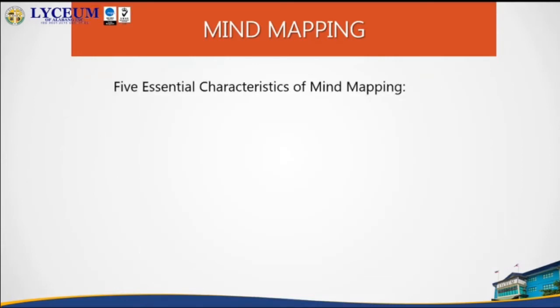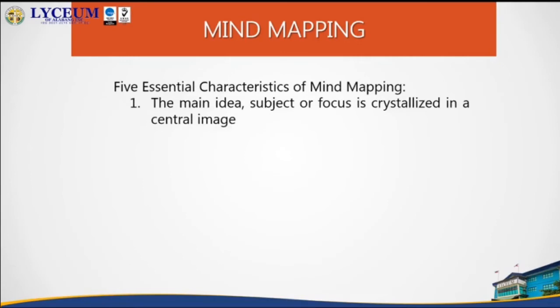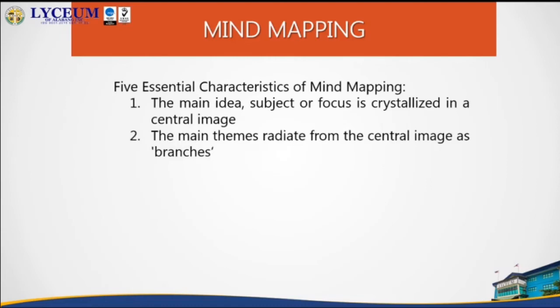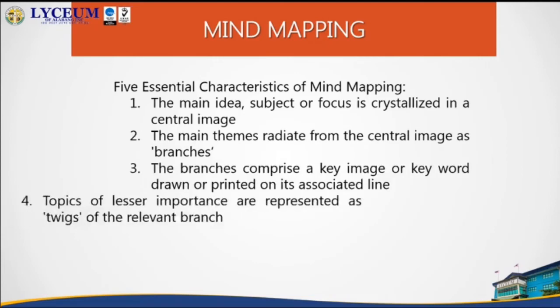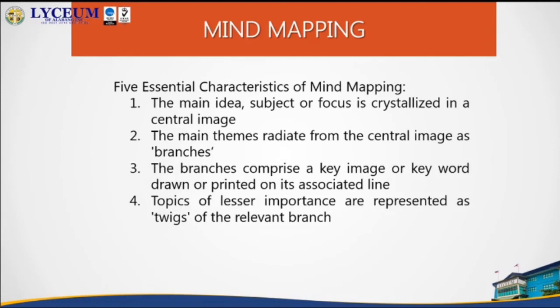There are 5 essential characteristics of mind mapping. First, the main idea or subject is crystallized in a central image. The main themes radiate from the central image as branches. The branches comprise a key image or keyword drawn or printed on its associated line. Topics of lesser importance are represented as twigs of the relevant branch. The branches form a connected nodal structure.